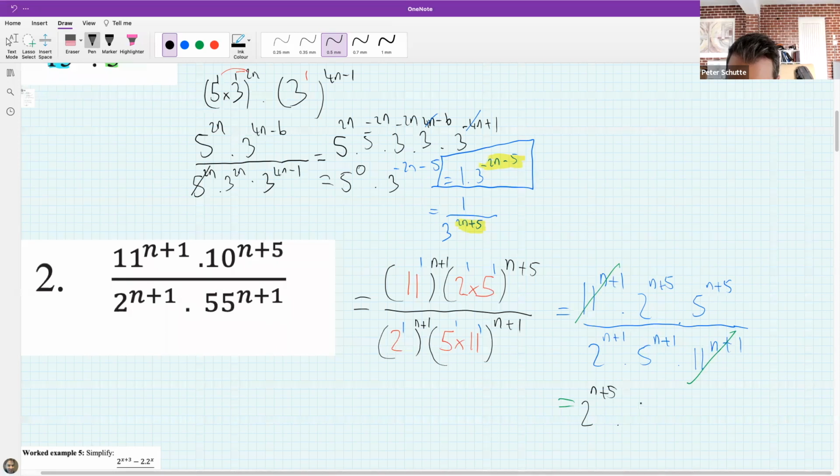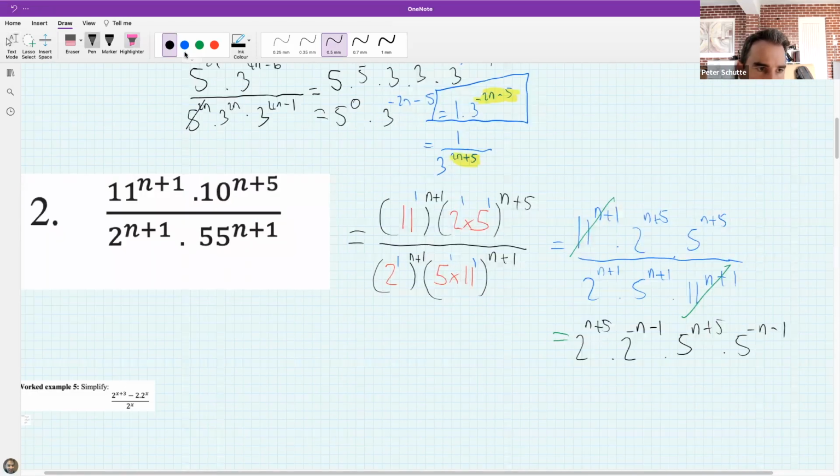the 2 to the top, so minus n minus 1. And then I had 5 to the n plus 5, and I'm going to get 5 to the minus n minus 1. You have to be very careful that your powers don't miraculously misbehave. I've had this happen to me a couple of times already. So notice how when the n plus 1 was on the bottom and it suddenly appears on the top, it's negative n minus 1.